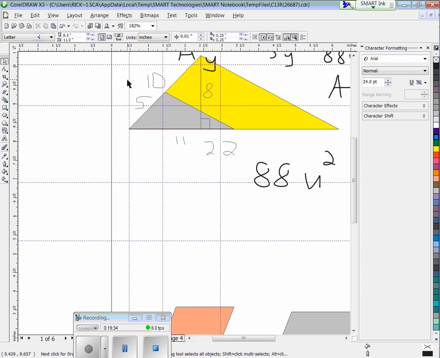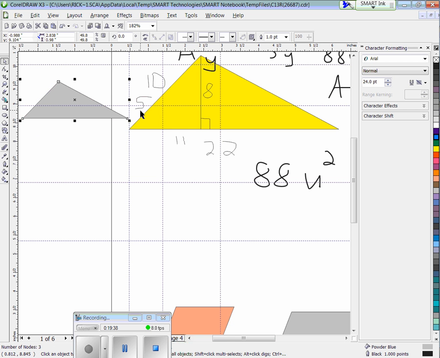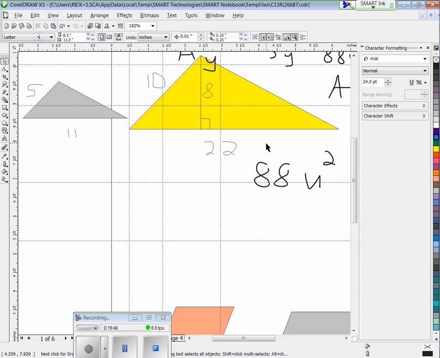Oh, I got numbers everywhere now. Take the purple guy, I'm going to move him back over here. Okay. You agree we know the altitude of the yellow triangle, right? So what's the altitude of the yellow triangle? Height, I'm sorry. Height. 8. By the way, height and altitude for a triangle are the same thing. They mean the same thing. All right, the height of the yellow triangle is 8.